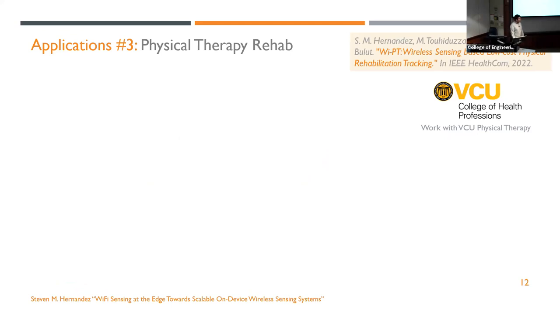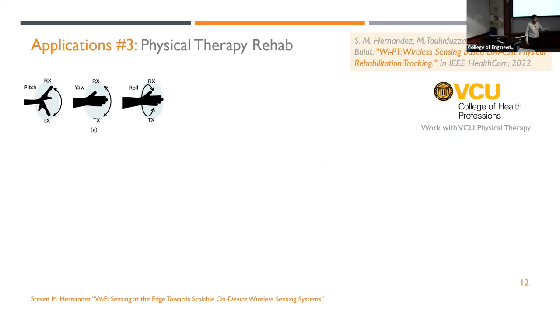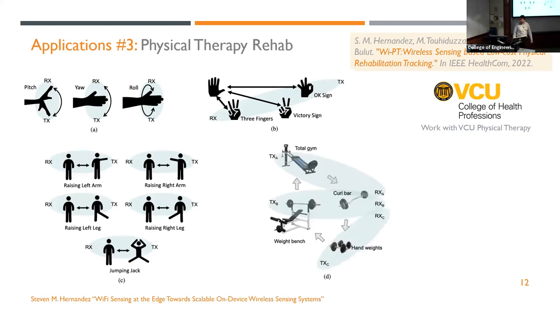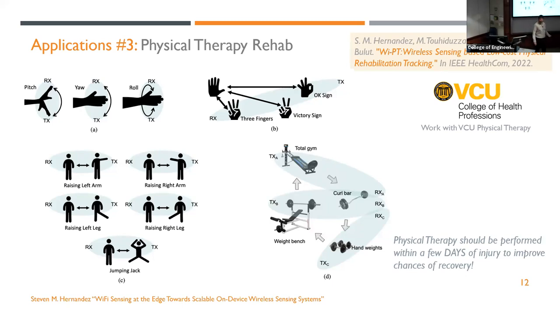We've also looked at physical therapy rehabilitation. Again, looking at hand gestures and exercises. If someone has a stroke, it's good to perform repetitive exercises to help them out. We've looked at fingers, limb movements, and the use of exercise equipment. The key thing I want to mention is that the reason Wi-Fi sensing is so powerful or useful for physical therapy is that if you have a stroke, it's really important within the first few days to start doing those exercises to regain the ability that you might have lost.